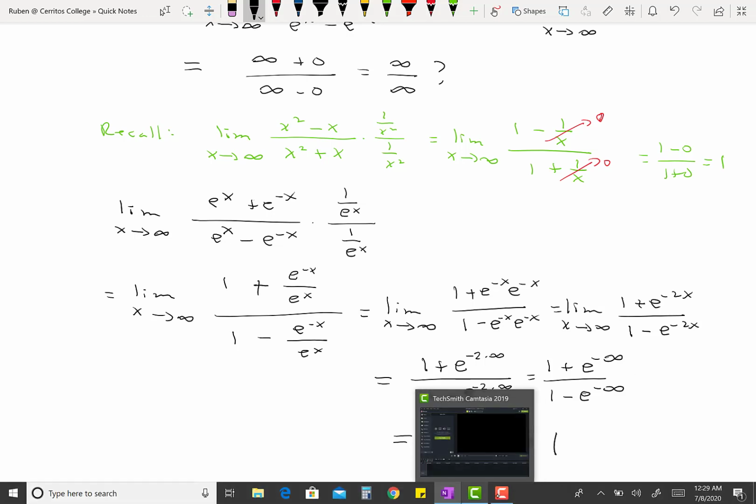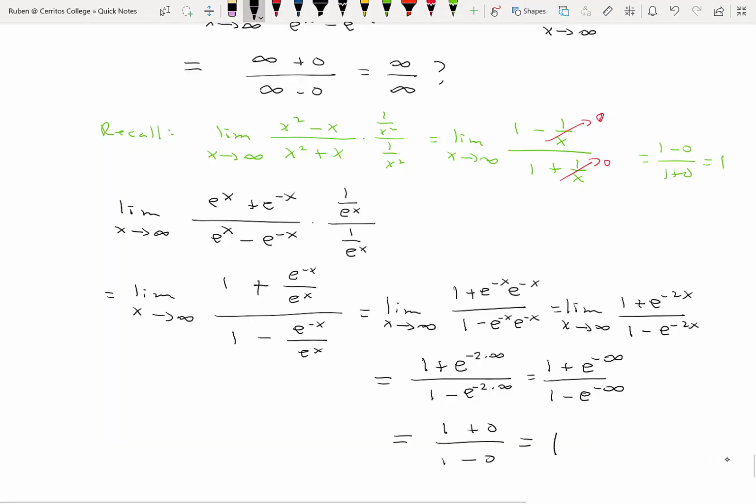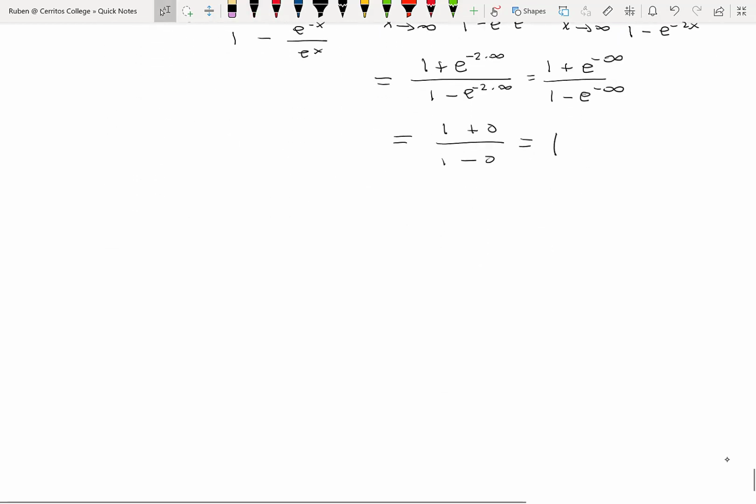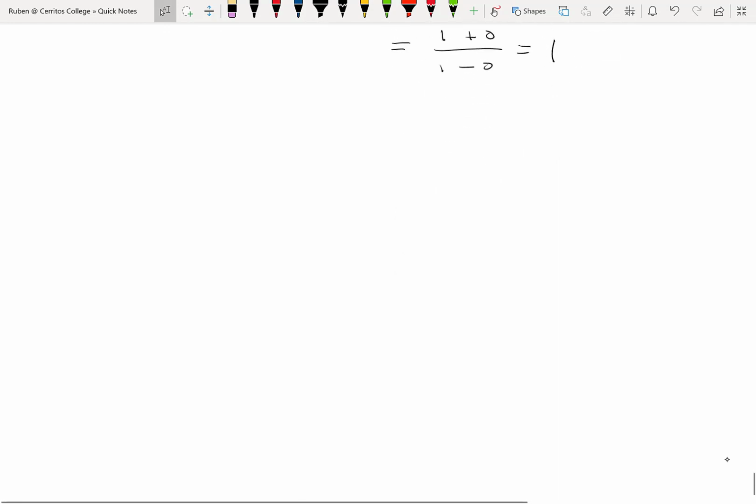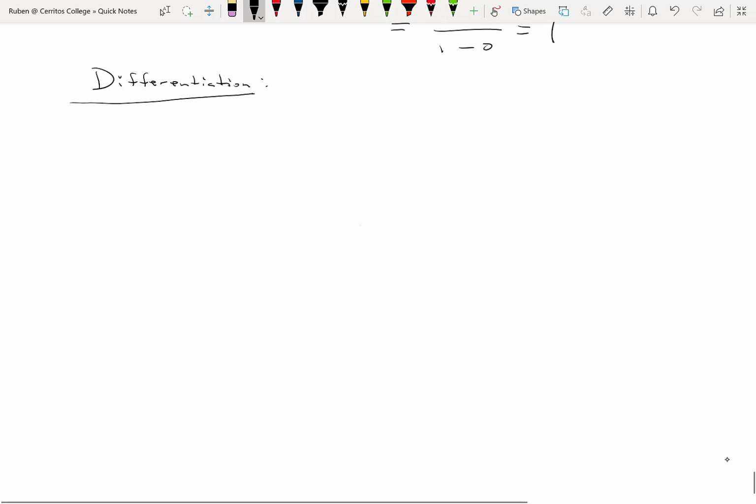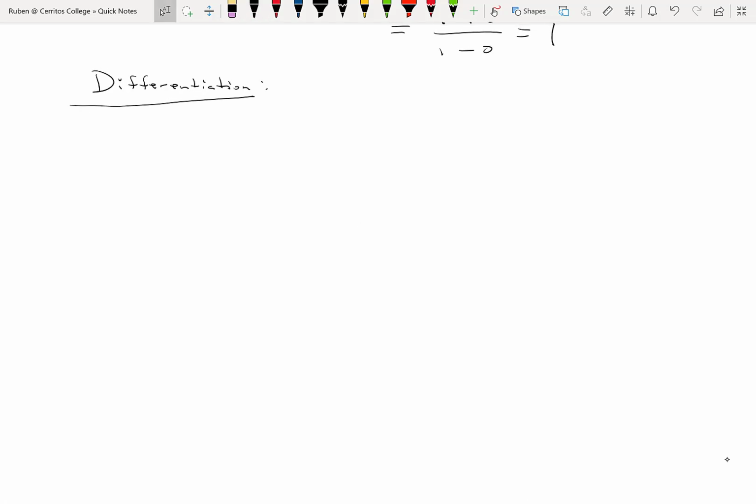Okay. So let's move away from limits and get into derivatives. I want the derivative of the exponential function. I want the derivative of e to the x. So let's talk about differentiation. Okay, so I want the derivative of e to the x.